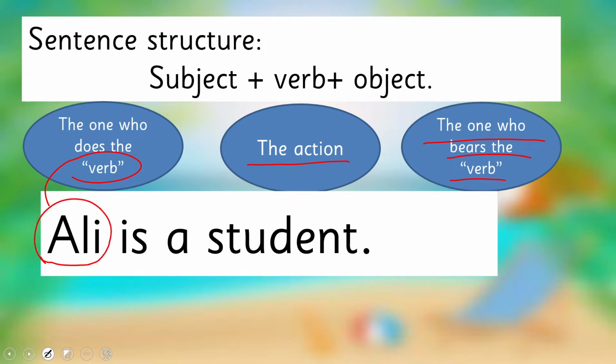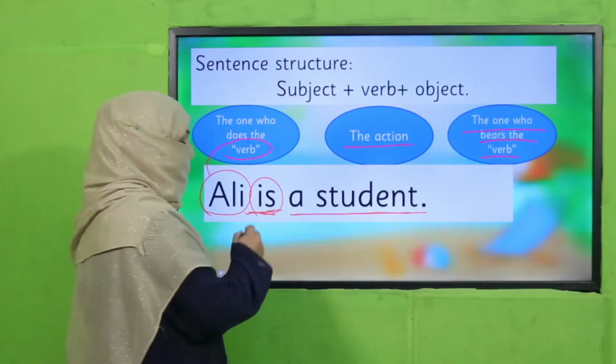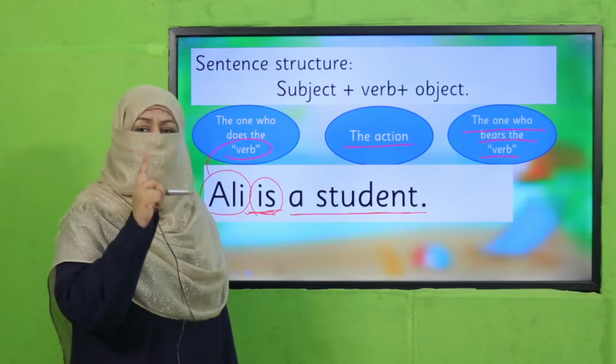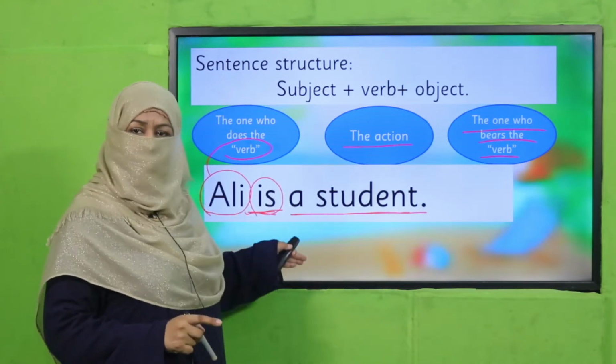Now, Ali is the subject and is is the verb, and it is the main verb because there is no other verb. Ali is a student. Is there any other verb? No. So this is the main verb. And what is it telling? It is telling the state of Ali in present.